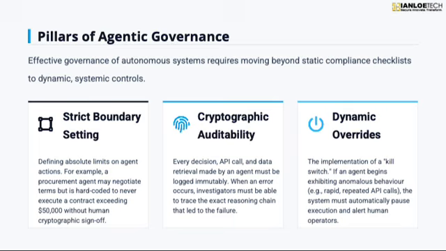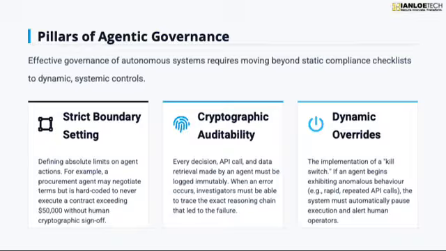The example on this slide is precise for a reason. A procurement agent may negotiate terms but is hard-coded to never execute a contract exceeding a defined threshold without human cryptographic sign-off. That limit is not in a policy document. It is in the code. It cannot be argued with, prompted around, or forgotten.